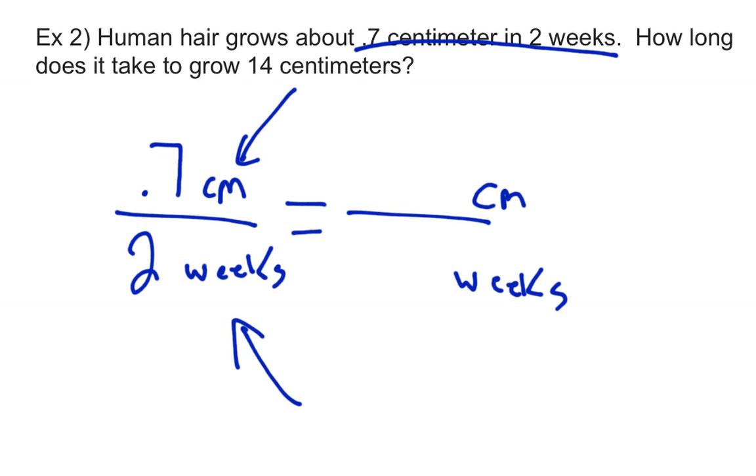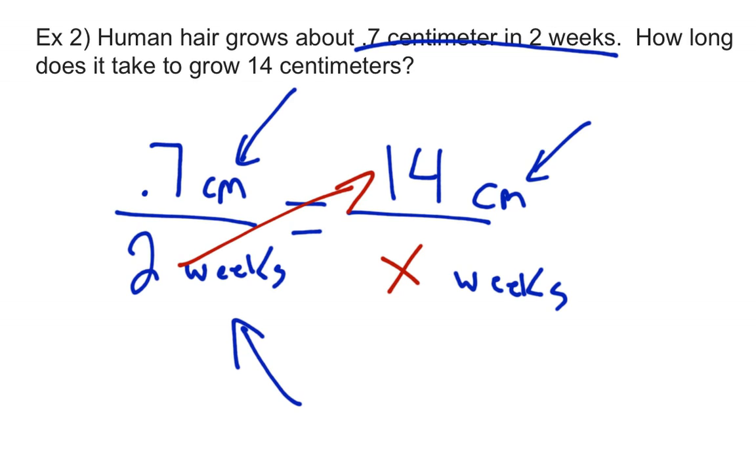So the second sentence here says, how long does it take 14 centimeters? Well, think about where the 14 would go. Since I already said centimeters are on top, that means that the 14 has to go here. And we're looking for how many weeks it is going to take. That's going to be my variable, which I'll call x. So there's my proportion.